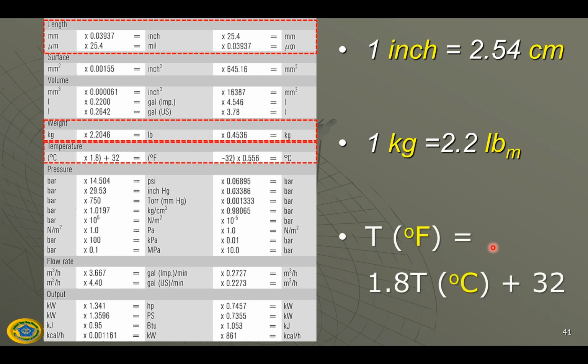And the third one is temperature. 1 Fahrenheit equal to 1.8 Celsius plus 32. This is also useful because we use centimeter, kilogram, and Celsius in Taiwan. But if you go to the United States, you will use inch, you will use pound, you will use Fahrenheit. So I want you to remember these 3. When you have your midterm exam or final exam, I won't give you this information. So please remember this.